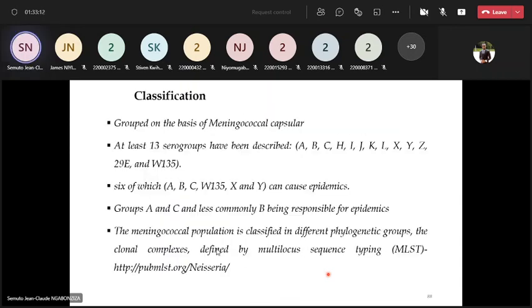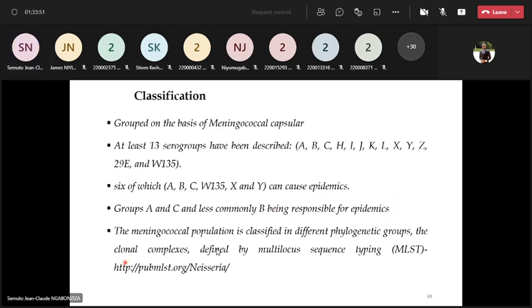So it is grouped on the basis of the meningococcal capsule. It has many subtype serogroups, up to 13, and six of which can cause epidemics: A, B, C, W135, X, and Y. They are the most common cause of epidemics and outbreaks, with groups A and C, and less commonly B, being responsible for epidemics.